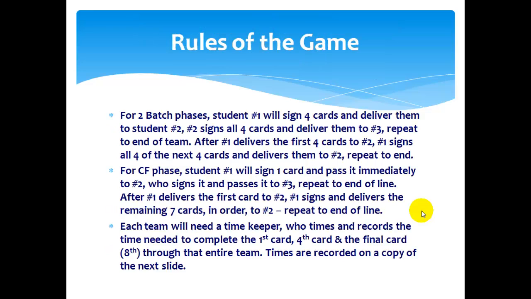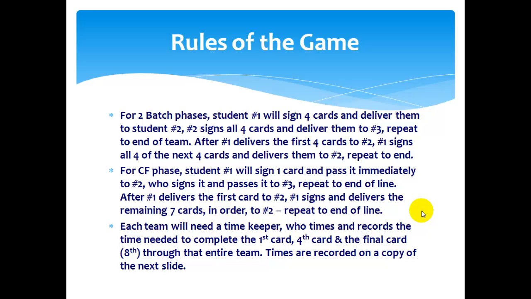Rules of the game. For the first 2 batch phases, student number 1 will sign 4 cards and deliver them to student number 2. Number 2 will sign all 4 cards and deliver them to number 3, and we'll repeat this down to the end of the team. After number 1 delivers the first 4 cards to 2, number 1 signs all 4 of the next 4 cards and delivers them to number 2. And we repeat this down through the end.